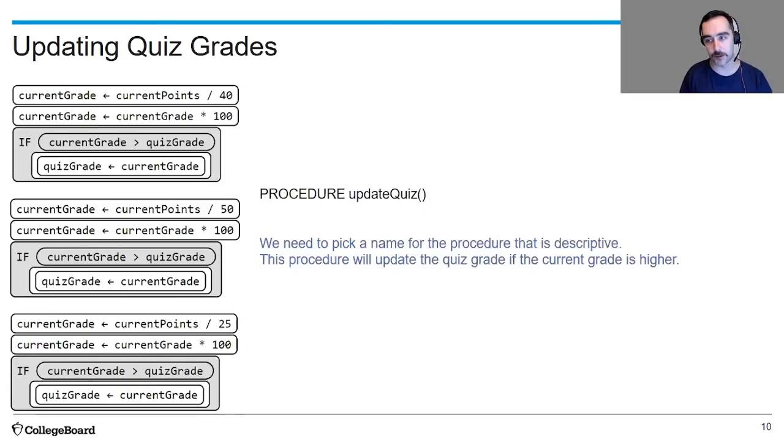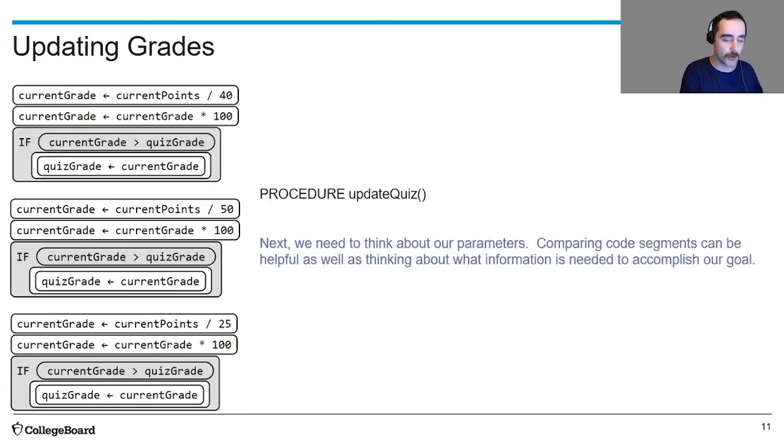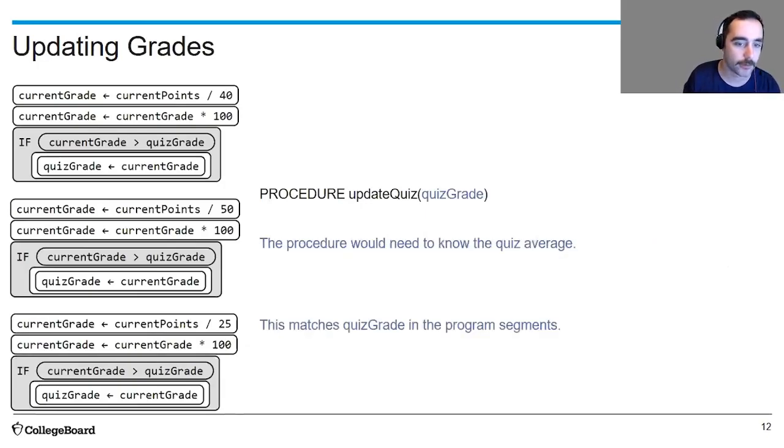After we get a name for the procedure, we need to think about whether we need any parameters for this procedure. The way I like to think about that is, what kind of data would I need to take in to accomplish my goal? What kind of information am I going to need? Well, remember, we're going to need the old quiz grade, so we can know what the quiz average would be. If you'll notice on the left, quiz grade showed up several times, and so that could be one of our parameters.